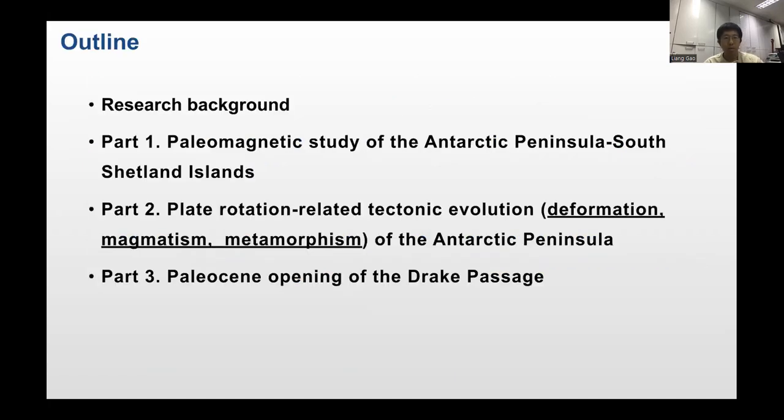My report includes four parts. Firstly is the research background, and then I will show some paleomagnetic data from the Antarctic Peninsula and the South Shetland Islands. Then this paleomagnetic data are used to explain the tectonic evolution of the Antarctic Peninsula. And at last, how the tectonics influence the opening process of the Drake Passage and influence the global ocean circulation.